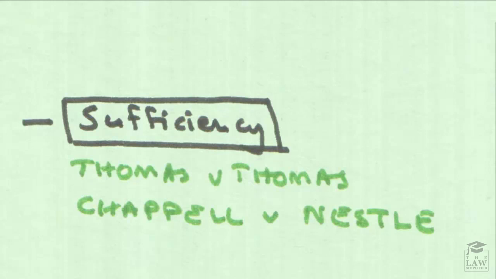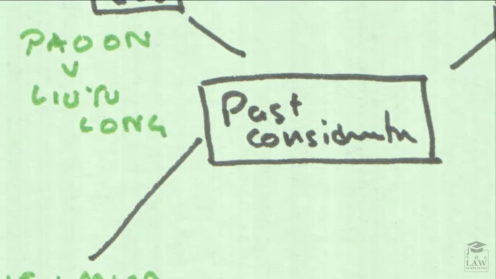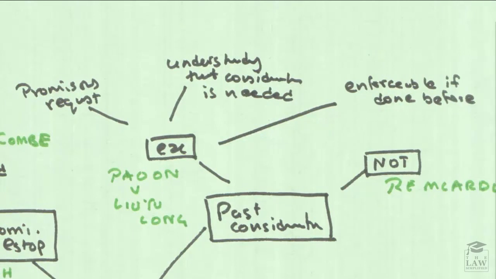Now, why I mention this is that a very notable area in consideration is past consideration and its applicability. In general, past consideration is not considered as good consideration. Now, in Re McArdle, a woman carried out work on a household which was jointly owned by several parties, and subsequent to the work having been completed, she was promised by other members of the family that payment would be made.